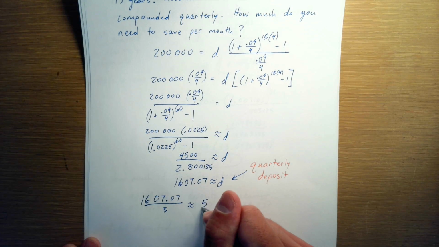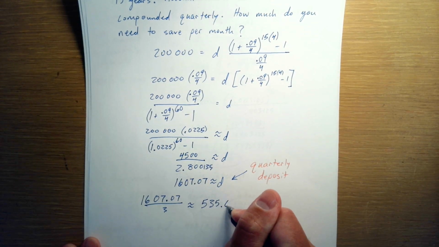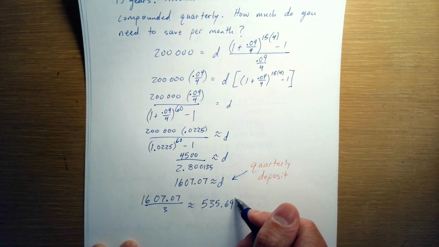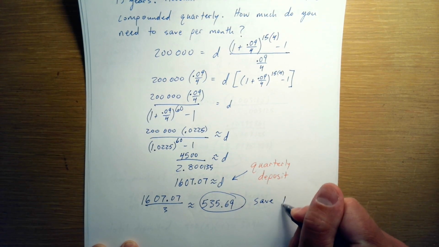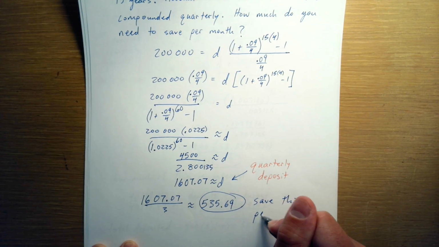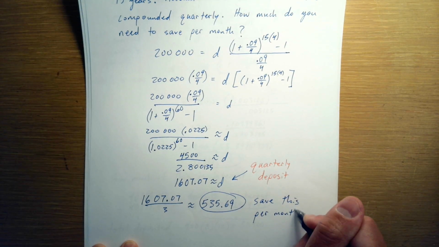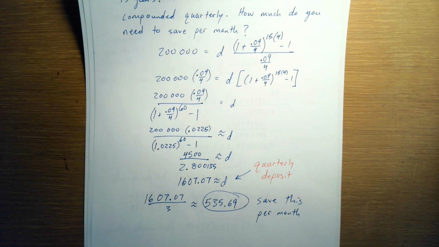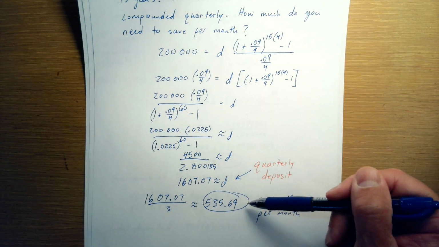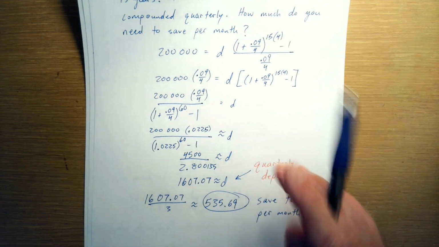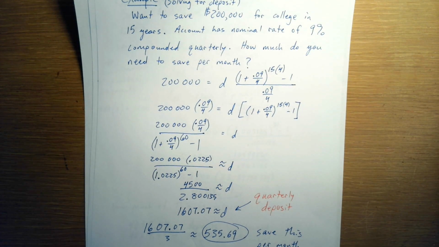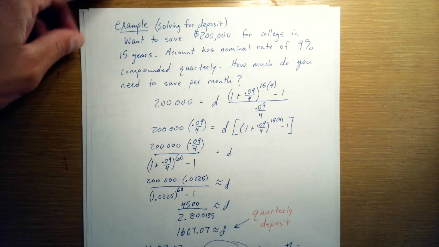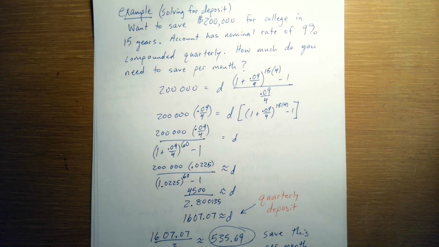And so this is about 535.69. So this is our answer. So we want to save this per month. And that in 15 years, these deposits per month will get us to our 200,000. So that's solving for D, or deposit or payment.